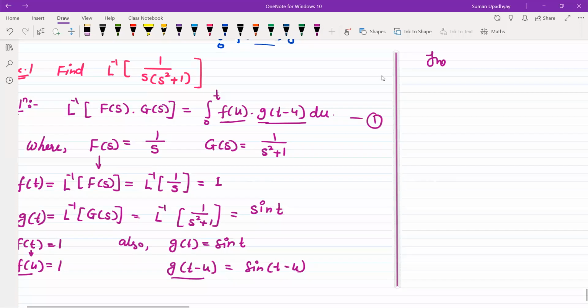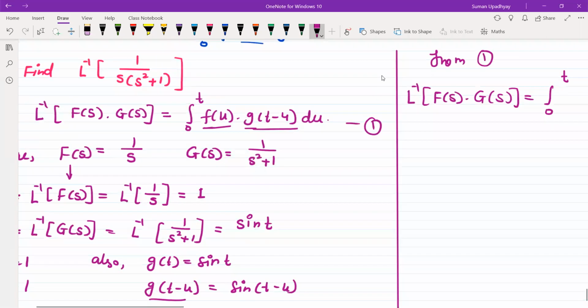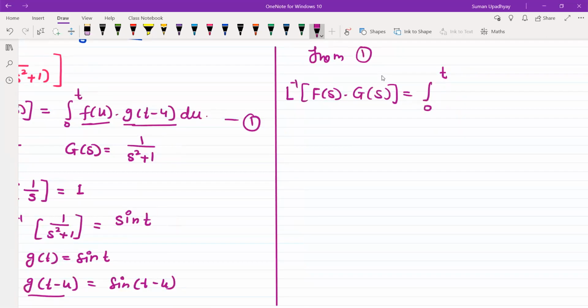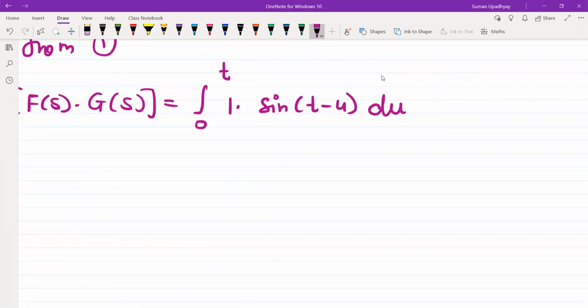From equation 1, help me in writing it. Laplace inverse of f of s into g of s is the integral from 0 to t. What is f of u I got? 1. Correct. And g of t minus u I got as sin of t minus u. Very good. Then I am going to integrate it with respect to u. Can you tell me its integration? So sin of t minus u, integrating with respect to u.